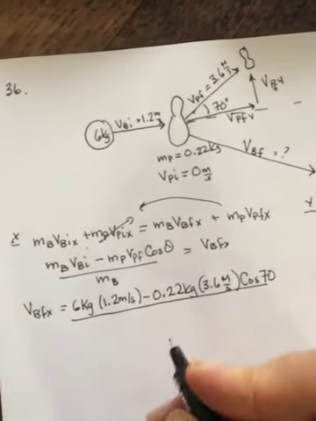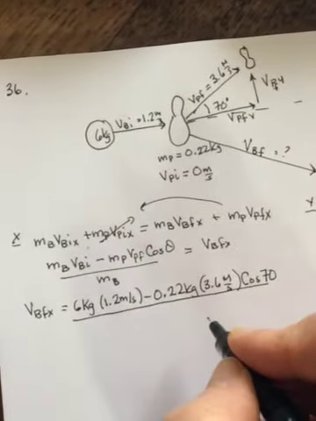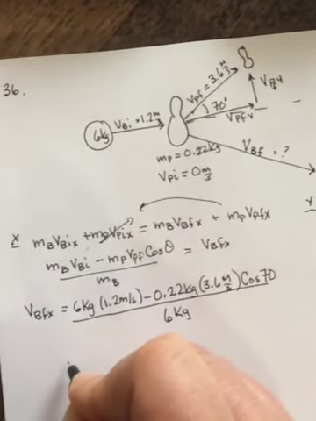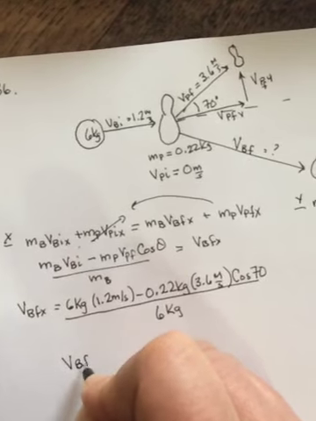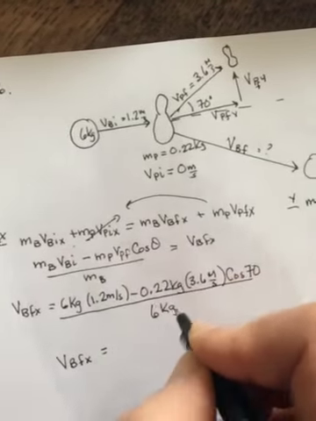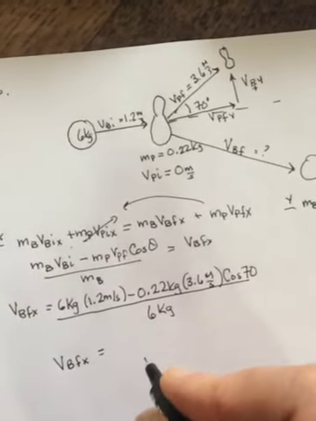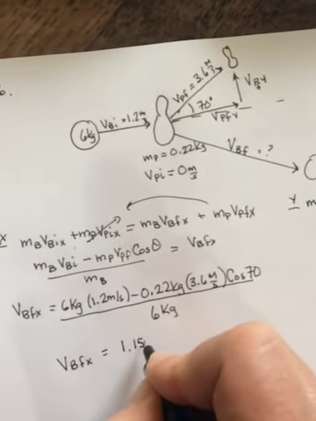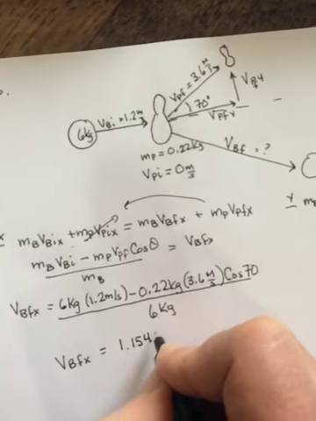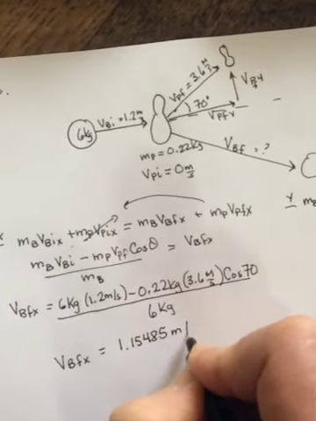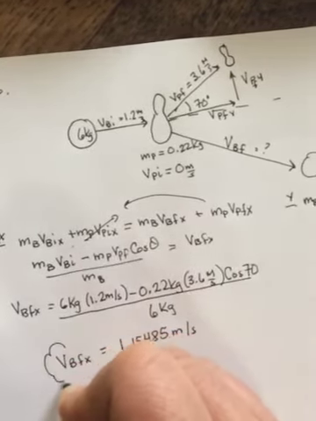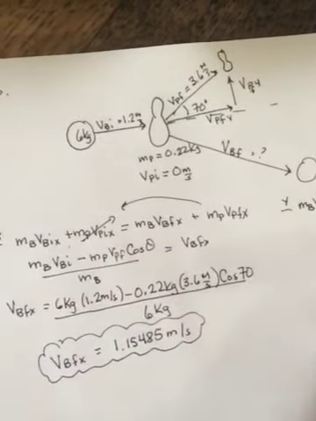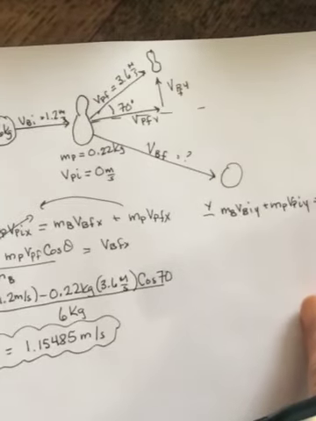Okay, so where we left off, we were finding v_B final x. We were about to put in the 6 kilograms down here for the mass of the ball. And so the final velocity of the ball in the x direction, when you type this into your calculator, you get 1.15485 meters per second. And try not to round too much here, because when it's small numbers like this, when you round in the intermediate steps, it really messes up your answer.